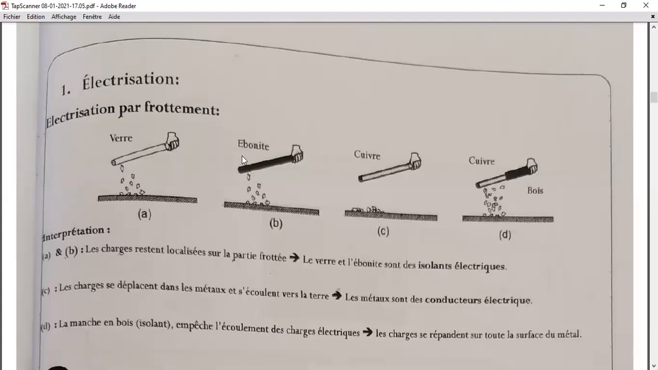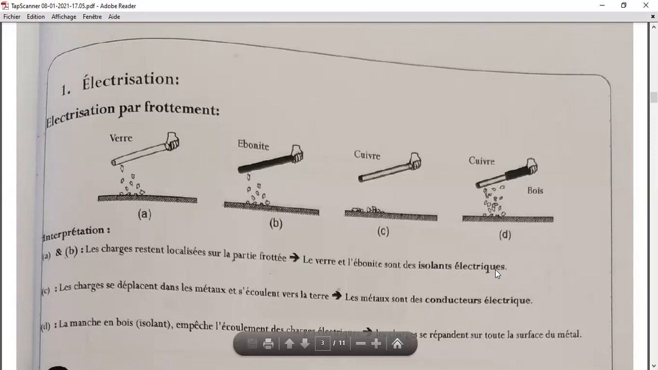Even with ebonite, when you scrub it, you see that there are charges which are formed at the end, but these charges don't move. They're in a stationary form. And when you bring it closer to some pieces of papers or of some wires, you see that there will be an attraction. Then they went to see now. They say that les charges se déplacent dans les métaux et s'écoulent vers la Terre. Les métaux sont des conducteurs électriques.